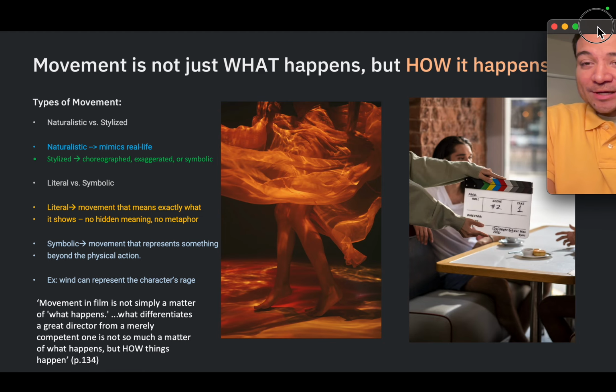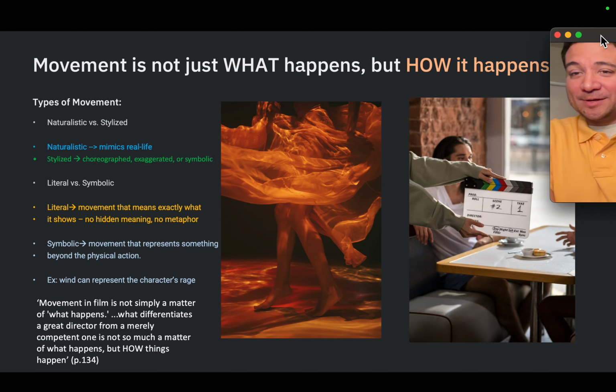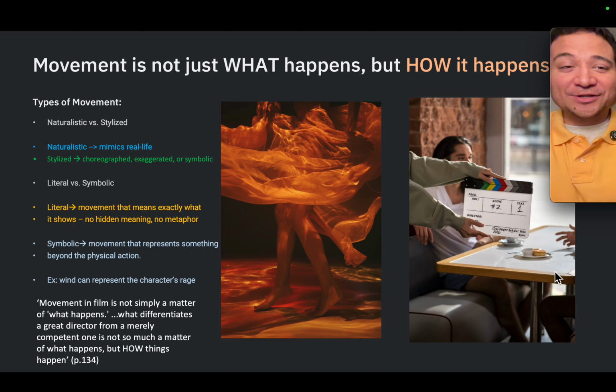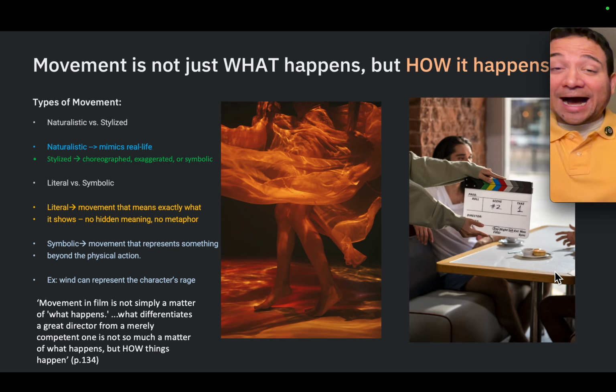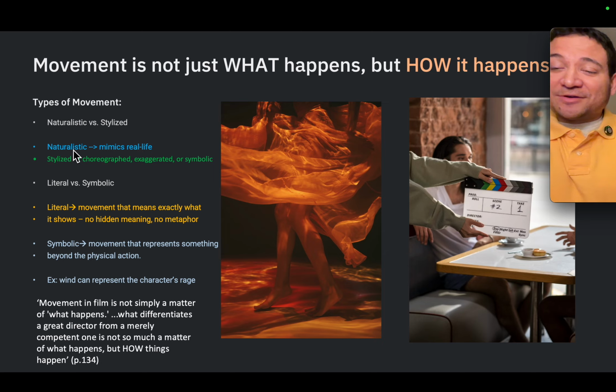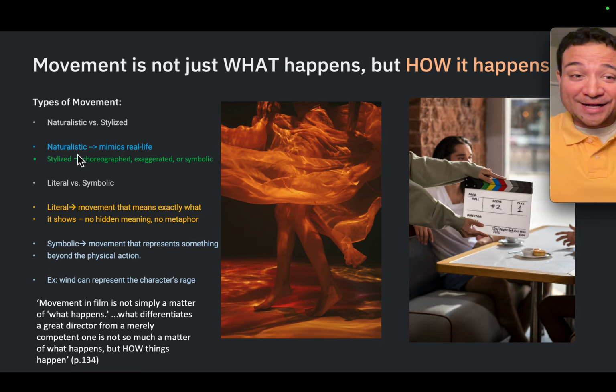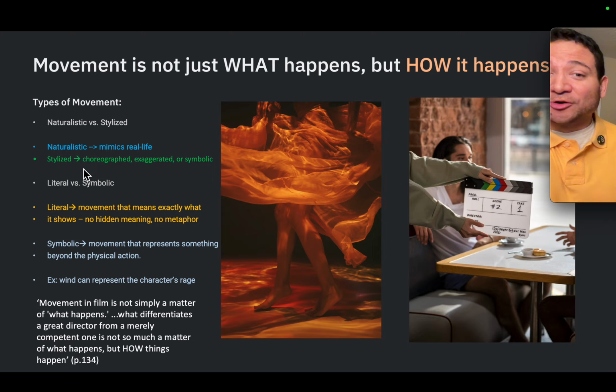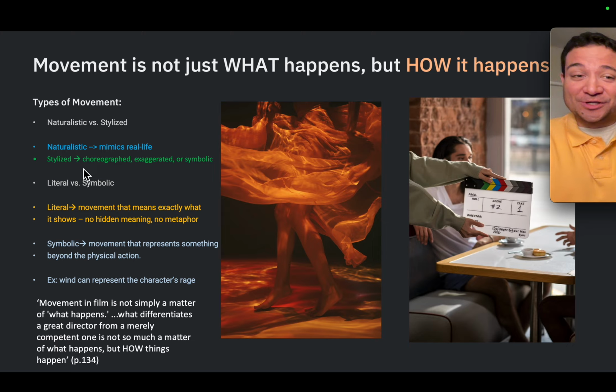So, movement is not just what happens, but how it happens. And this is the work of the director, and they decide how they will interpret movement. Some different types of movement that we have are naturalistic versus stylized. Naturalistic movement mimics real life. It's what we see when characters move and carry themselves in a way that mimics real life. Now, stylized movement is more choreographed, exaggerated, or symbolic.